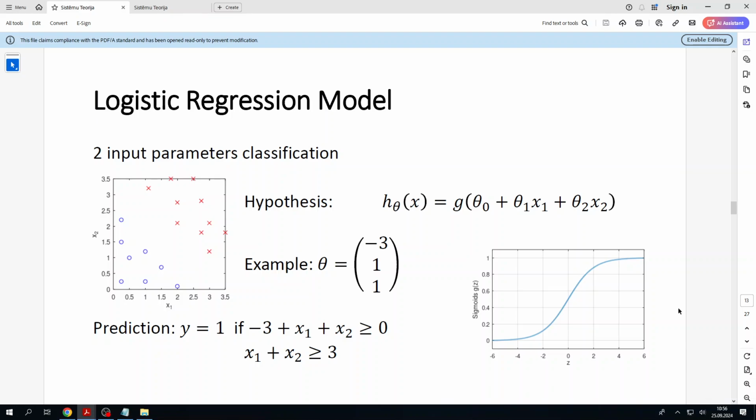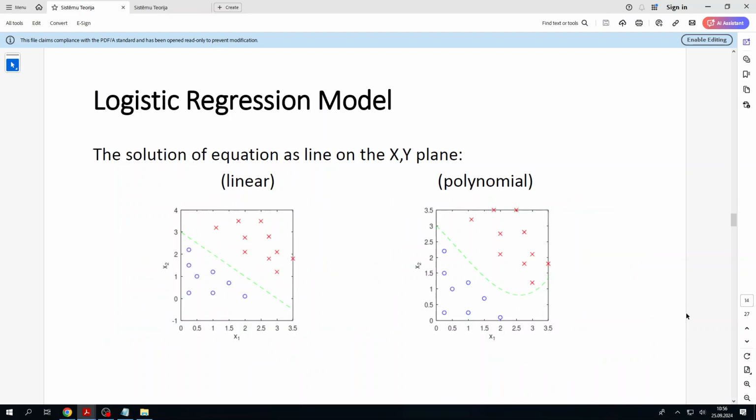But at this point, it's just for simplicity 2 possible outcomes. So as I mentioned then, the linear boundary is this line separating these two clusters of data. Yes, it does not really have to be a straight line. It doesn't really have to be a linear function. You can easily use a polynomial hypothesis as well. In that case, it's going to look like this.